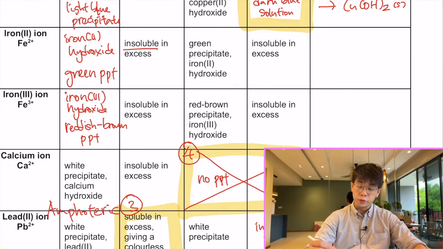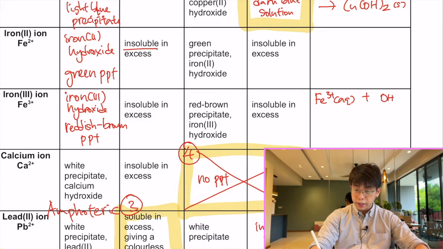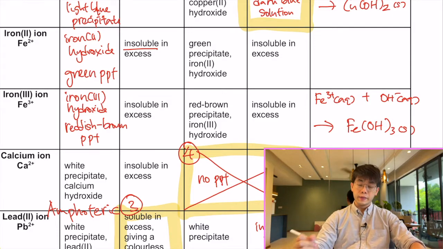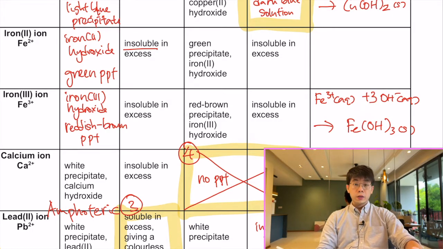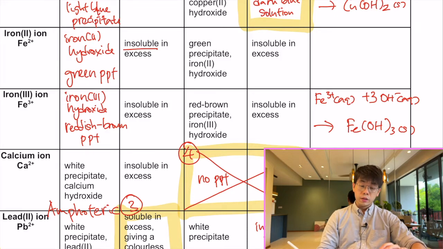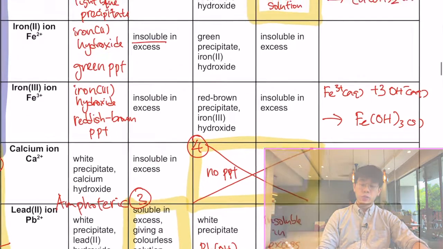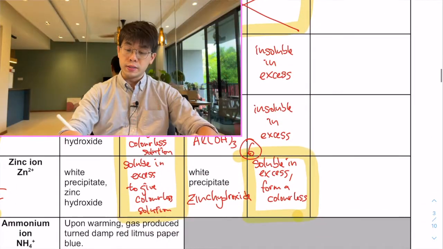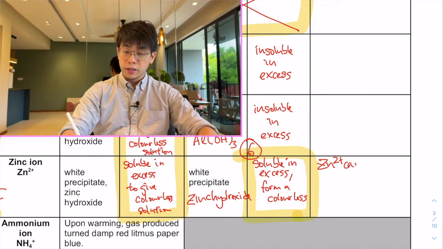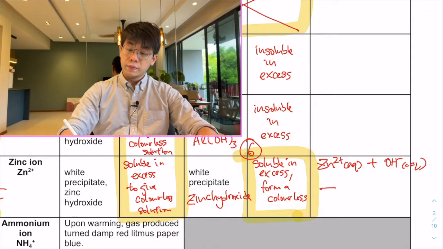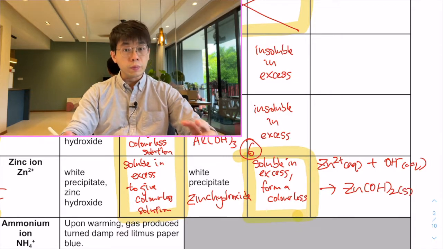Let me do the iron 3 for you. So we got the iron 3 ion, which is in the aqueous state. It reacts with the hydroxide ion, which is in the aqueous state, and it will form my iron 3 hydroxide solid, right? And in order to balance this, I need 3. Okay, so I will do one more with you, but I need you all to fill up all of it so you can practice. Let's do the zinc one. So I got my zinc ion in aqueous state. It reacts with my sodium hydroxide in aqueous state, and then it forms my zinc hydroxide like this formula, and then I need to balance the equation.